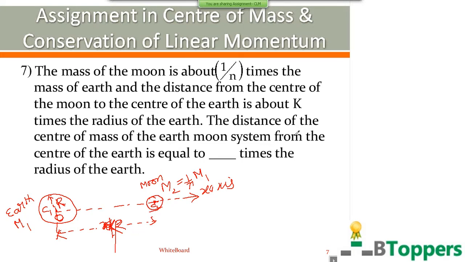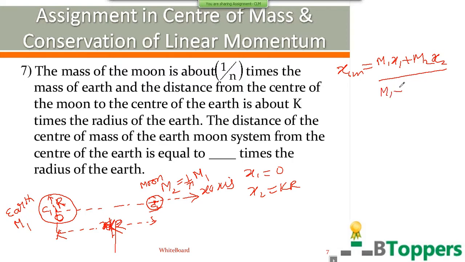So the center of mass of the system of two masses M1 and M2 lies in between C1 and C2, on the line joining C1 and C2. Therefore the center of mass also lies on the x-axis. Here x1 is 0, and x2 you can take as k r. So the x coordinate of the center of mass gives you the distance of the center of mass from the origin, that is from the center of the earth. That is m1 x1 plus m2 x2 by m1 plus m2.